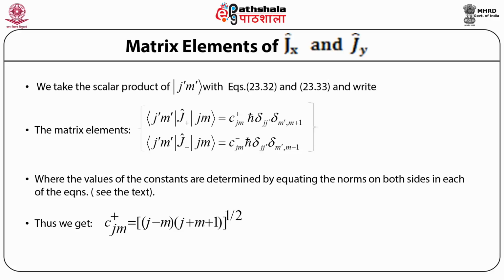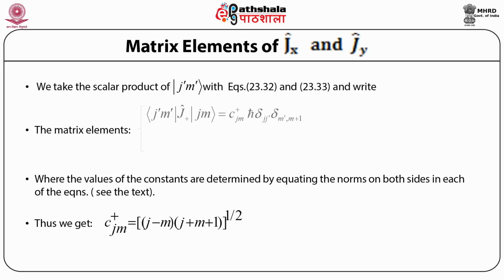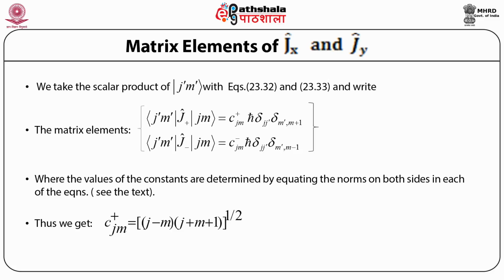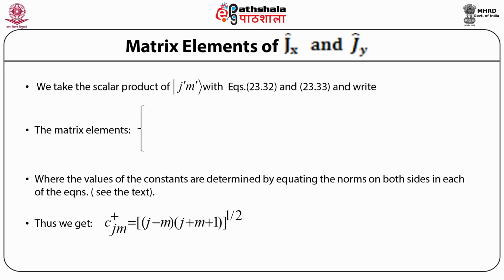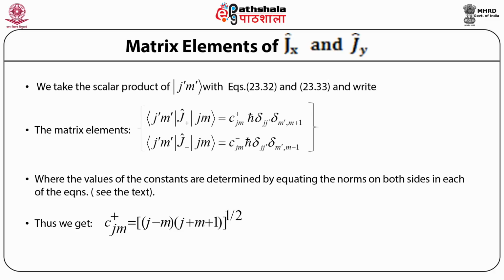Delta Jj prime would give us a 1 if J is equal to J prime and will give us a 0 if J is not equal to J prime. Similarly, delta M prime M plus 1 would give us a 1 if M prime is equal to M plus 1 and 0 if M prime is not equal to M plus 1.